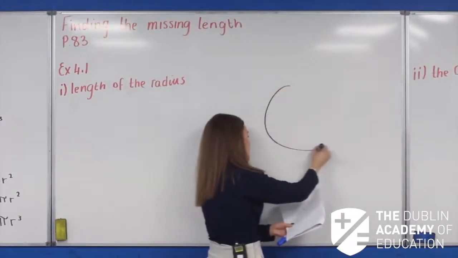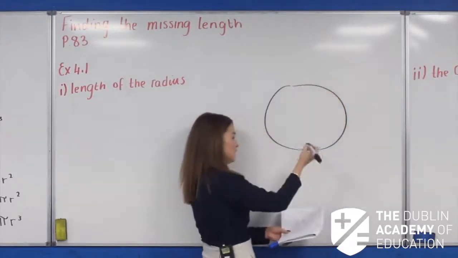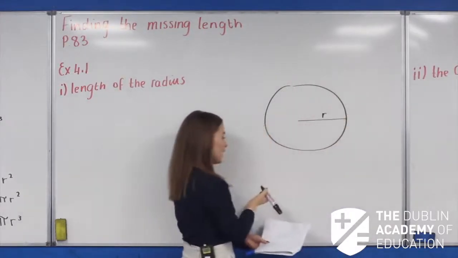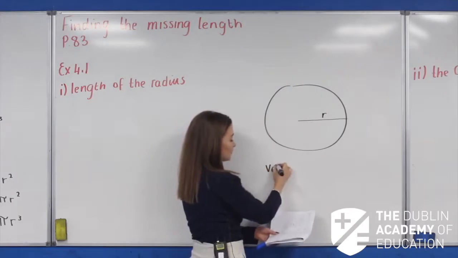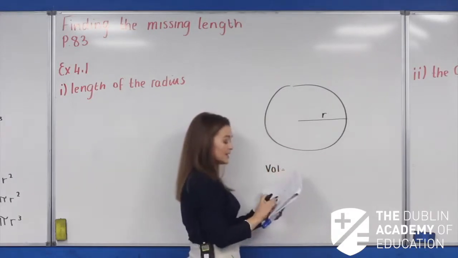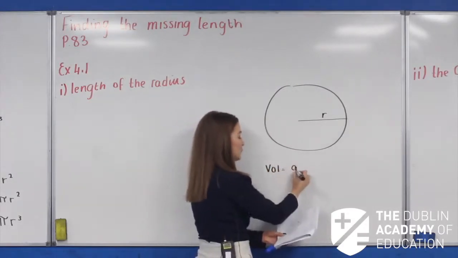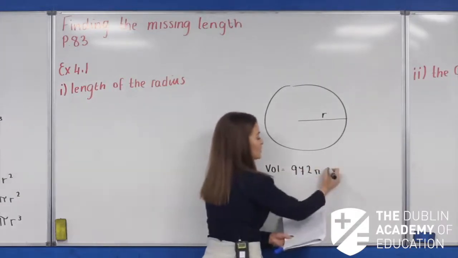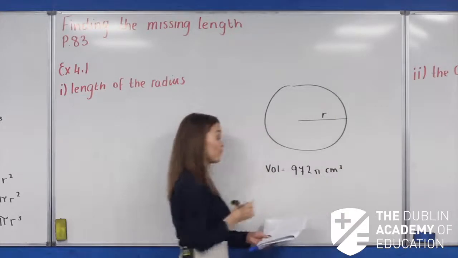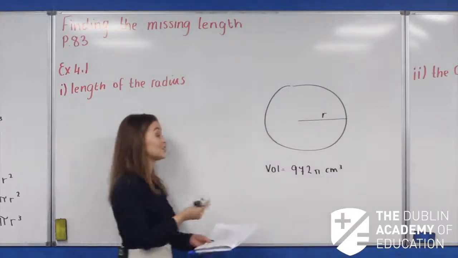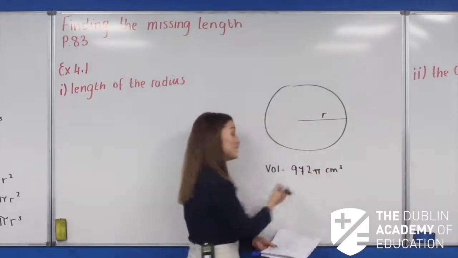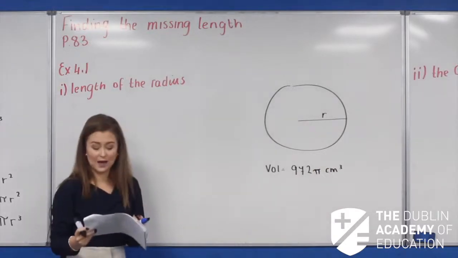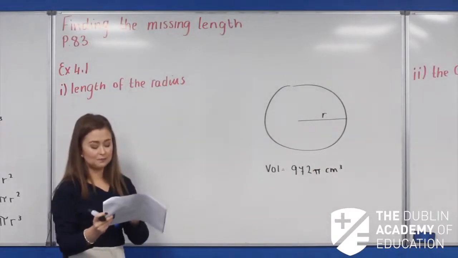So here is my sphere. Normally we know the radius, I can't see that, but I do know the volume of the sphere, as they've said to me, is 972 pi centimeters cubed. Usually that's actually what we would go and try to find, but in this case, they've given us the answer.